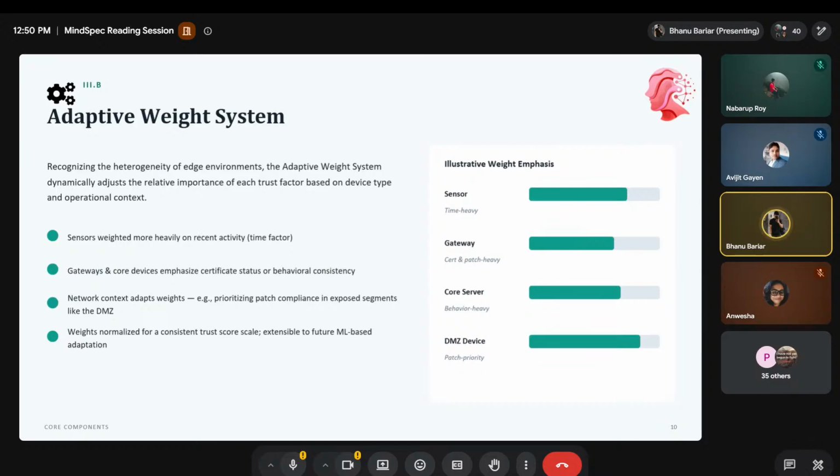Sensors place greater emphasis on recent activity. Gateways emphasize certificate integrity and patch status. Core servers rely more heavily on behavioral consistency, while devices operating inside the demilitarized zone, or DMZ, prioritize patch compliance because they are directly exposed to external threats.